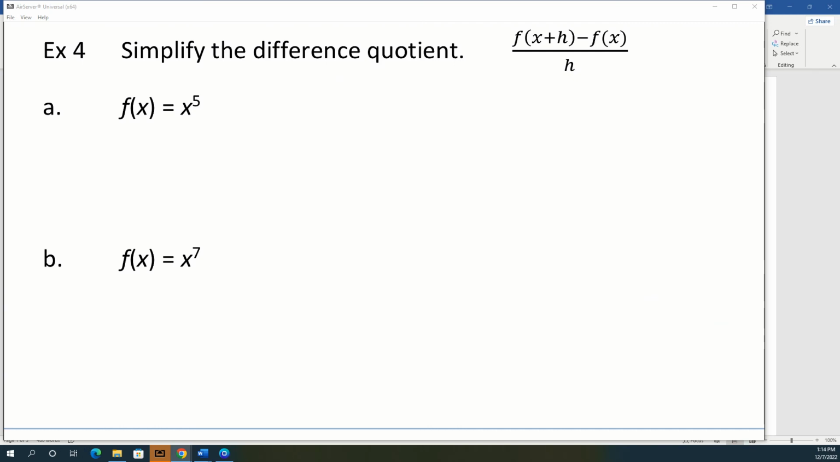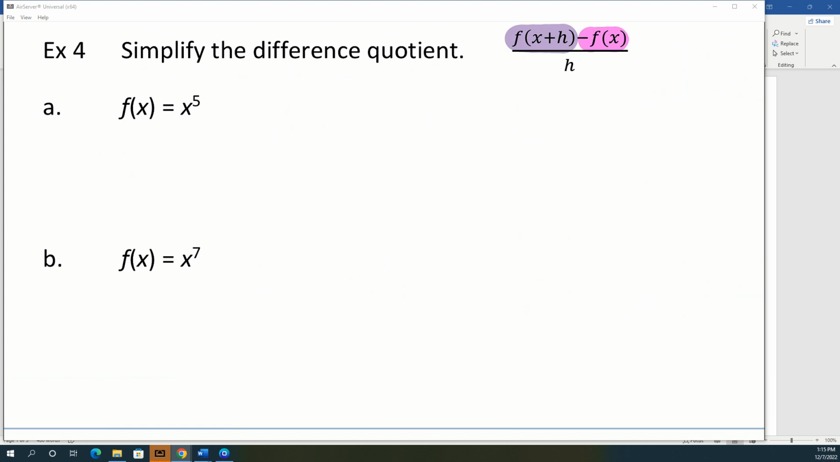All right, so the second part of this binomial expansion assignment is to find the difference quotient. And we did this earlier in the year, so this is a good thing to review here at the end. So we're going to find f of x plus h by putting x plus h in for x. And then we're going to subtract the original function from it and divide by h.